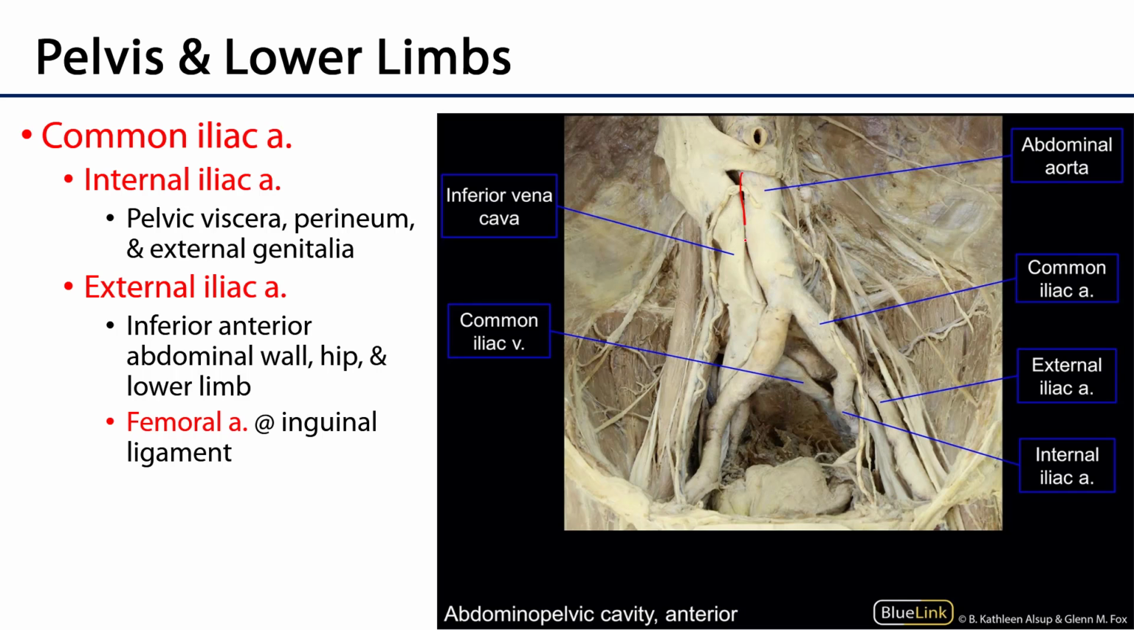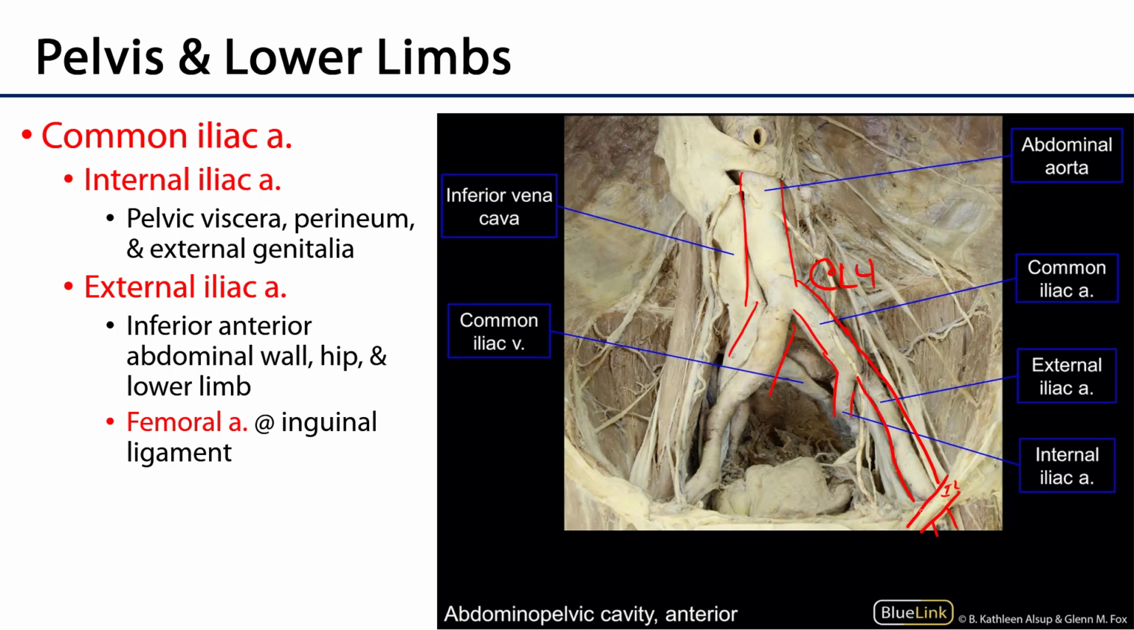So the abdominal aorta is going to bifurcate into the common iliac arteries at approximately the level of the fourth lumbar vertebra. Each of those common iliac arteries will then shortly thereafter bifurcate into the external iliac artery and the internal iliac artery. The external iliac artery runs under the inguinal ligament to become the femoral artery, which is the major source of blood for the lower limb.